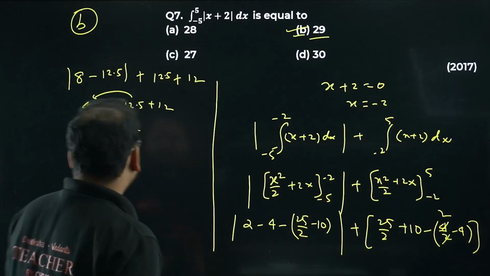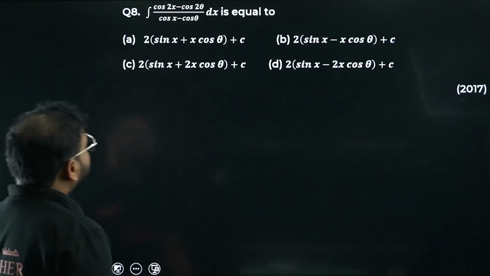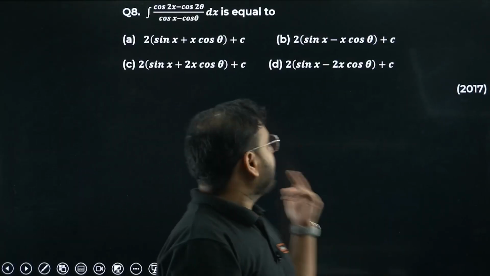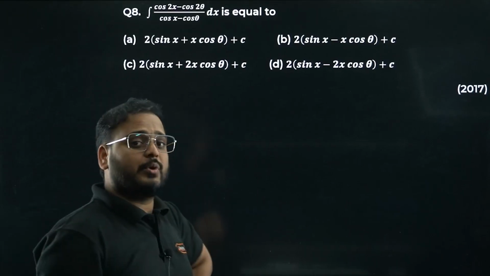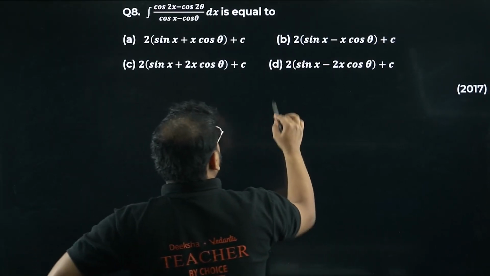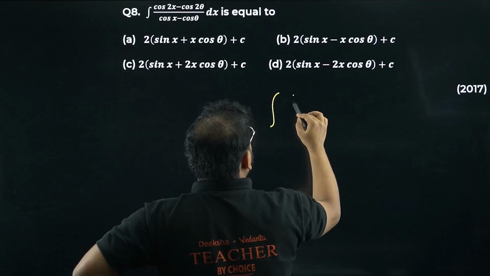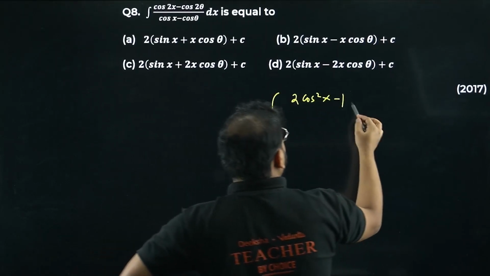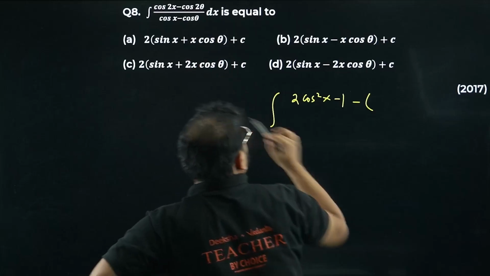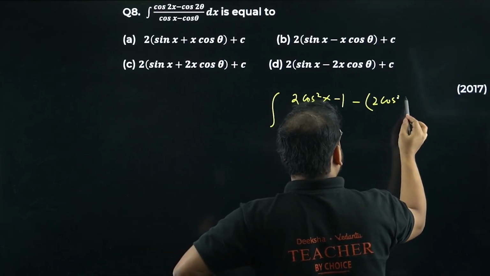Question number 8 now. Simple question. Just know the critical point. Question number 8 now, okay, we have formula for cos 2x. We'll apply that and we'll get cos 2x as 2 cos square x minus 1. And same way you'll have minus sign over here. For cos 2 theta, you'll have 2 cos square theta minus 1.